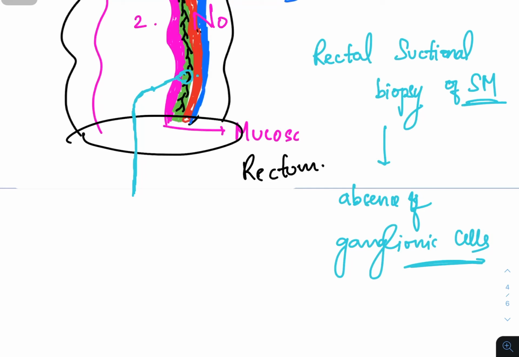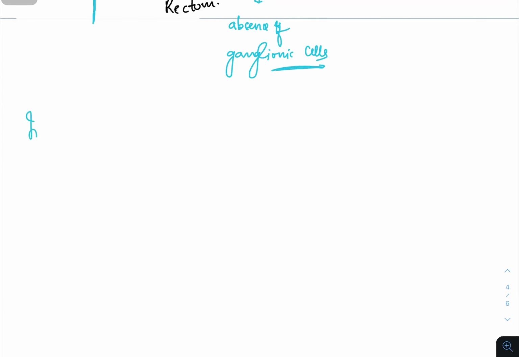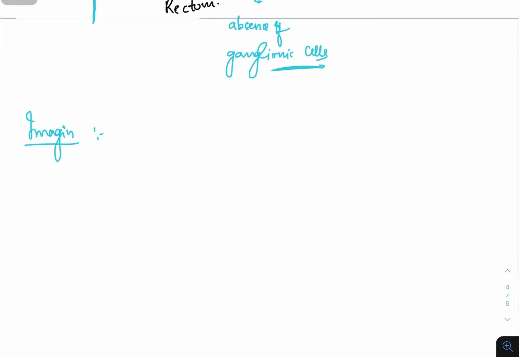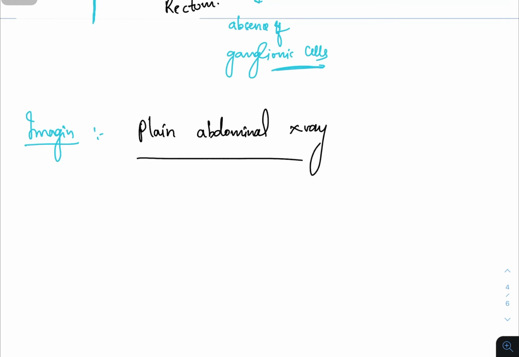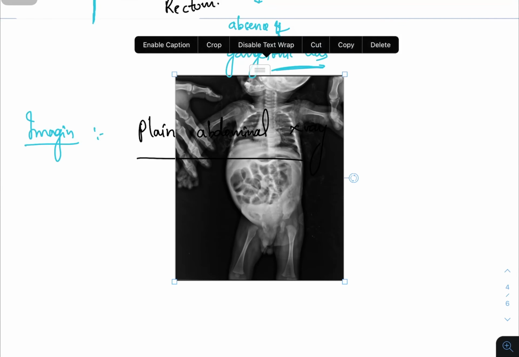So additionally, what all investigations can you do? Additionally, what I'll do for this patient is imaging. Imaging in the sense the X-ray, the plain abdominal imaging. So when I do the plain abdominal imaging, I can find whether the bowel loops are distended or not. You call it a plain abdominal X-ray or radiograph.